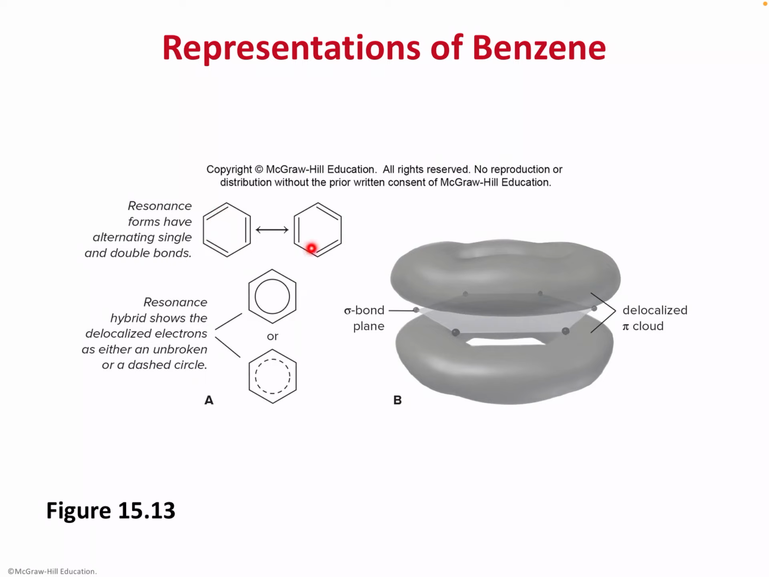We call this a resonance form. Okay, there are 2 resonance forms, and they have alternate single and double bonds. We can also represent the benzene ring like this, indicating a resonance hybrid: a hexagon with a circle in the middle.